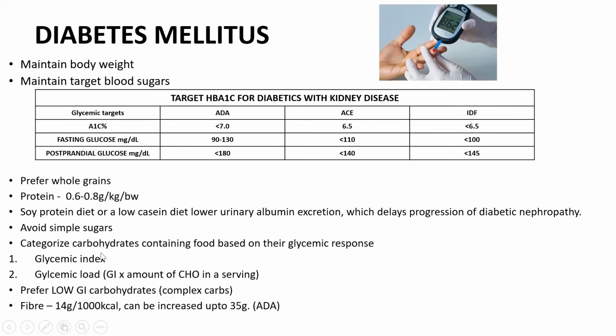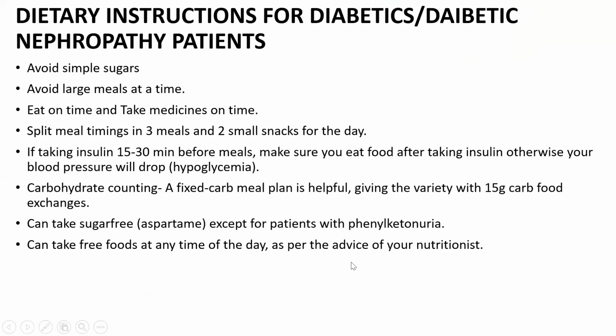Avoiding simple sugars, categorizing carbohydrates containing food based on their glycemic response, that is their glycemic index and their glycemic loads. Prefer low glycemic index carbohydrates, that is mostly complex carbs, and fiber. The recommendation for fiber is 14 grams per 1000 kilocalories by ADA, the American Diabetes Association, and it can be increased up to 35 grams.